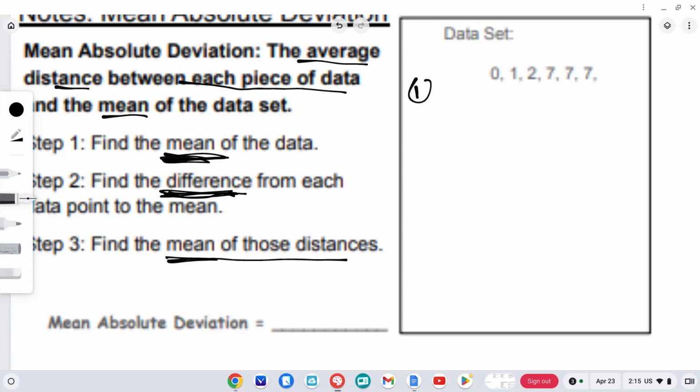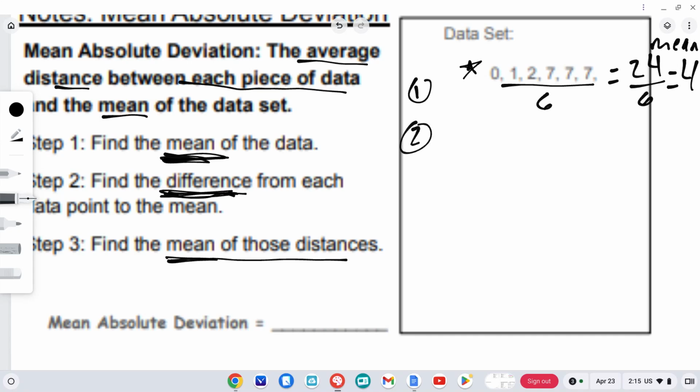So step 1 is just finding the mean. We're going to add these numbers together. And then there are 6 of them, so whatever I get, I'm going to divide by 6. If I add these numbers together, which you can pause and add together real quick, that would equal 24. And since there's 6 of them, I'm going to divide by 6. So the mean was originally 4. So for step 1, the mean is 4. That was pretty easy.